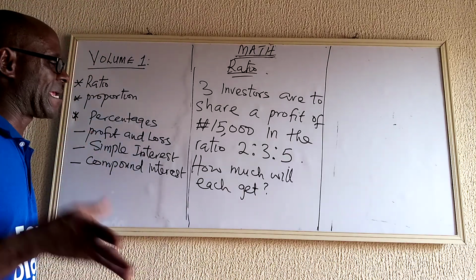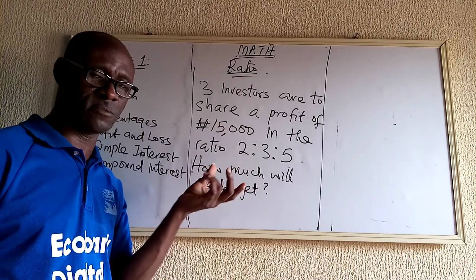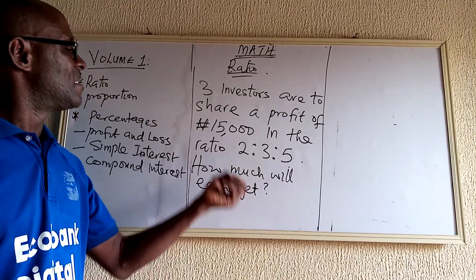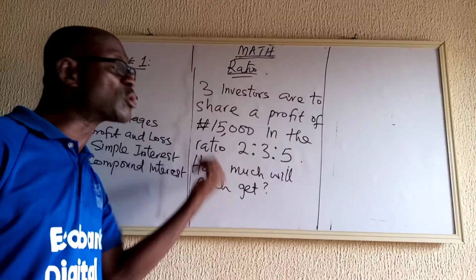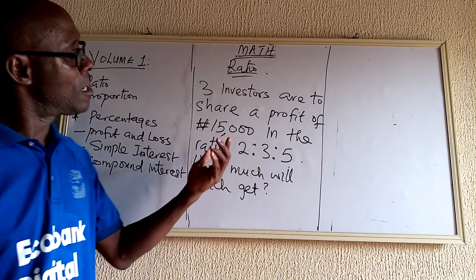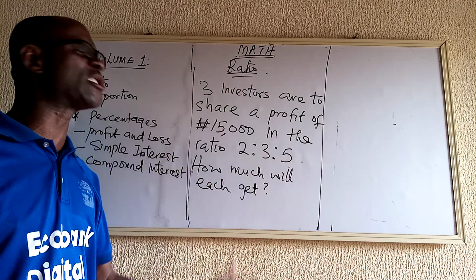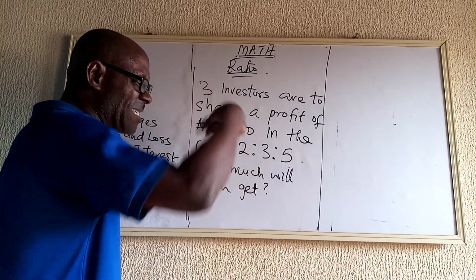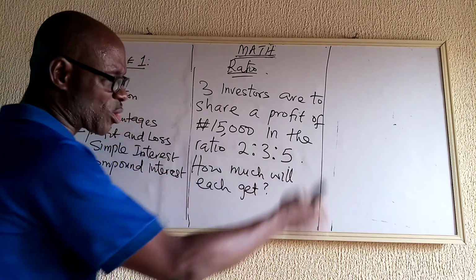What they are telling us here is that there is a sum of 15,000 naira to be shared among 3 people. And we want to use the ratio 2, 3, 5 to know how much will go to each of the investors. Ratio 2, 3, 5 represent the ratio of their shares. That means 2 is not actually the share, but the ratio value of that share. So there are 2 ways to solve a question like this.